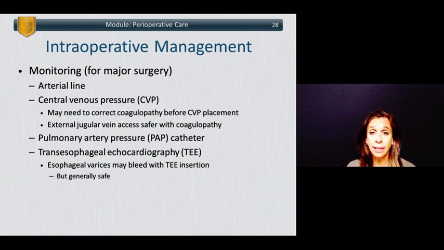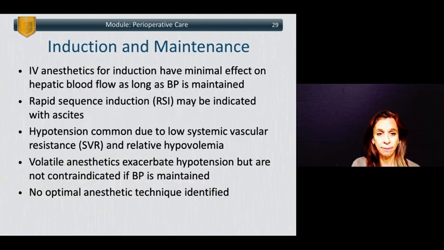External jugular vein access appears to be safer in patients who have coagulopathies as opposed to internal jugular or subclavian line placement. Transesophageal echocardiography can be very, very useful both in these patients as well as in patients with cardiac conditions. Patients who do have varices are at risk for bleeding with TEE insertion, particularly if it's difficult. But generally, this can be performed safely with a low risk of complications.